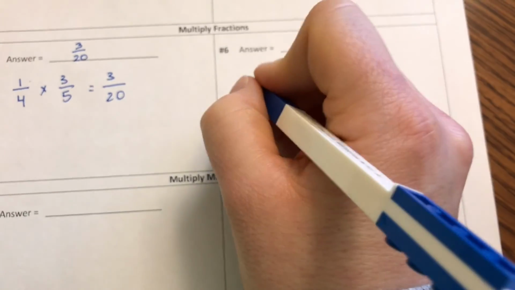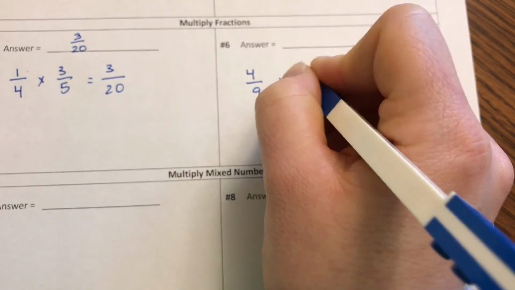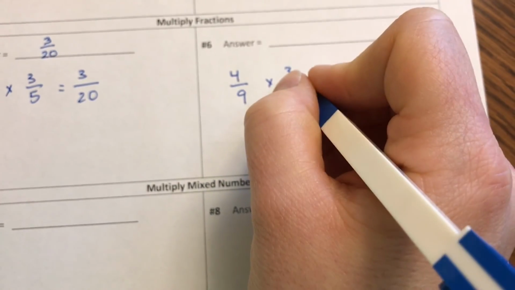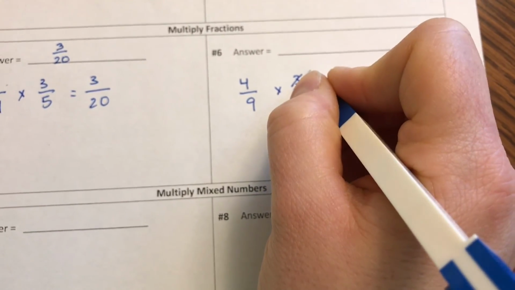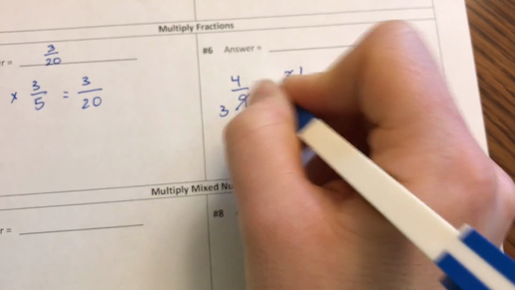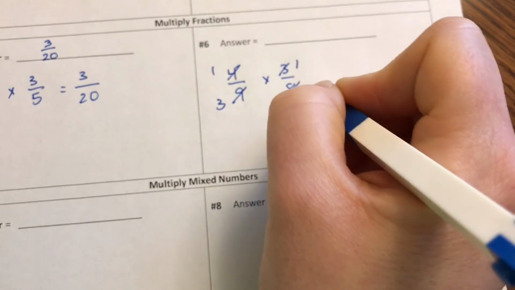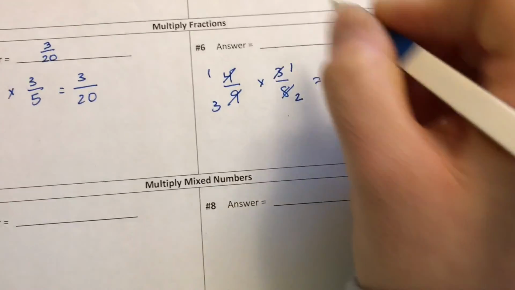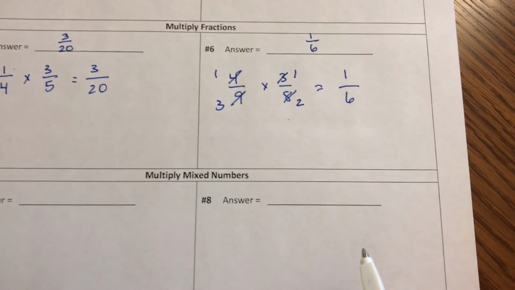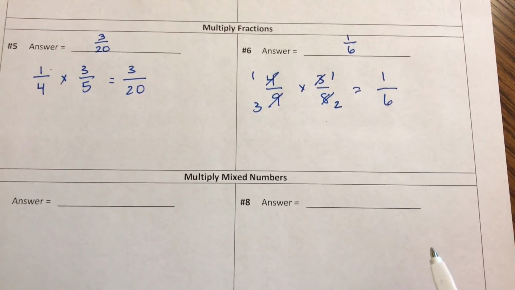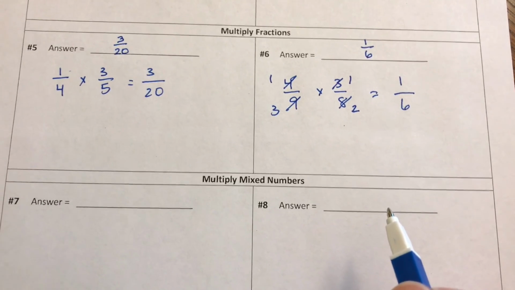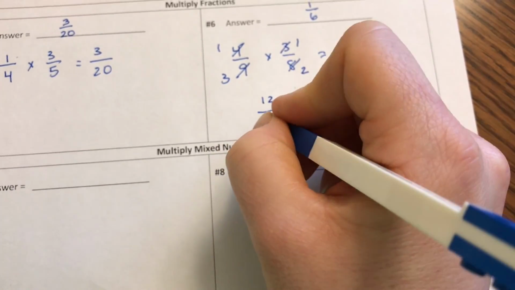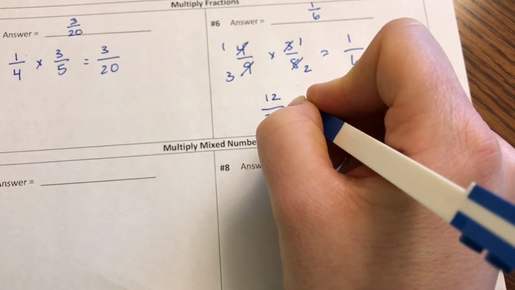Number 6 is 4/9 times 3/8. So I would simplify before I multiply. 3 and 9 divide by 3. 4 and 8 can divide by 4. 1 times 1 is 1. 3 times 2 is 6. So if you divided after you multiplied, your work would look a little bit different. You would have multiplied across and got 12 over 72, and then you would have had to simplify that.